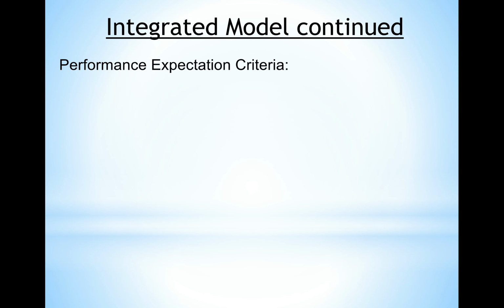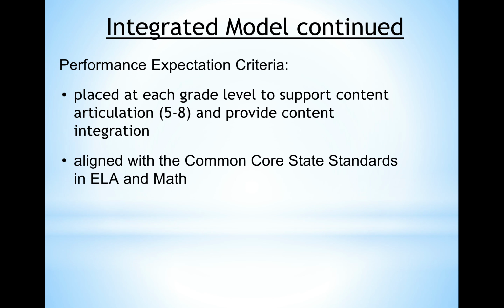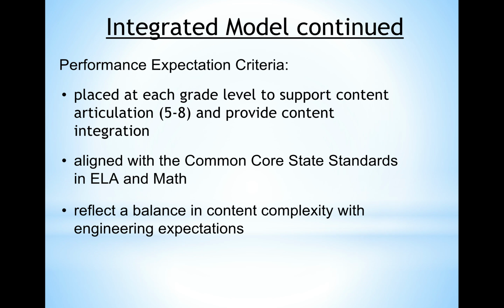The Science Expert Panel used the following criteria to arrange the performance expectations for grades 6, 7, and 8. PEs are placed at each grade level to support content articulation across grades 5 through 8 and provide the opportunity for content integration within each grade level. PEs were aligned with the Common Core state standards in ELA and math so that science learning could integrate with the Common Core and would not be dependent upon ELA and math skills not yet acquired. The final arrangement of PEs reflected a balance both in content complexity and number at each grade level, with engineering performance expectations appropriately integrated.